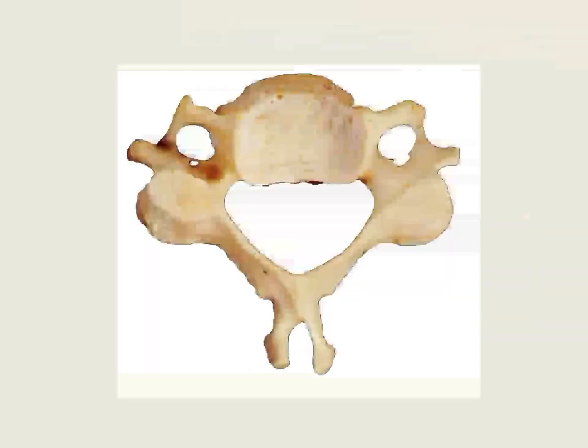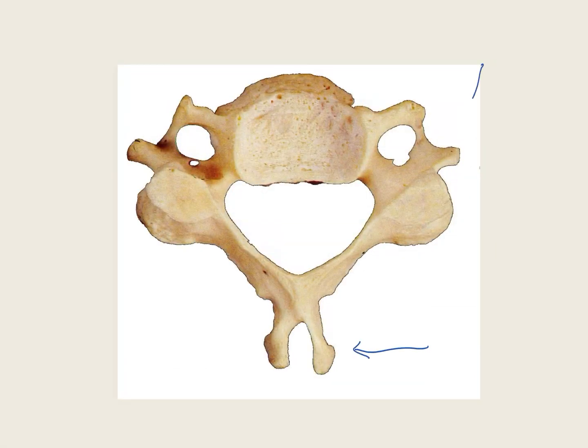All right, so this is just a quick quiz. What region of the vertebral column did this come from? This is cervical. All right, why? Because I have a bifurcated spinous process and I have a nice transverse foramen. I also have a really beautiful triangular vertebral foramen.